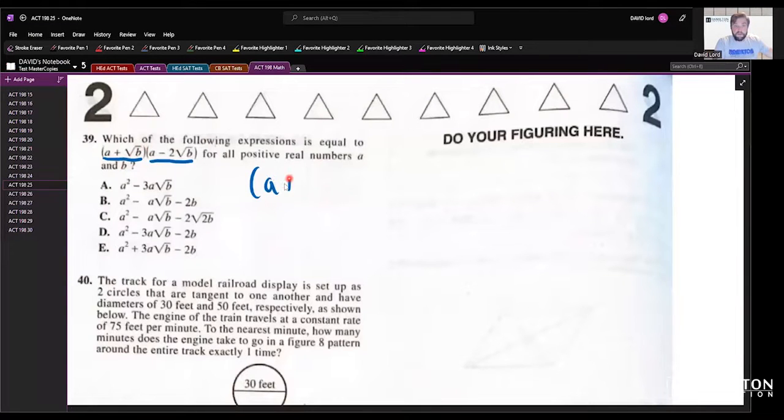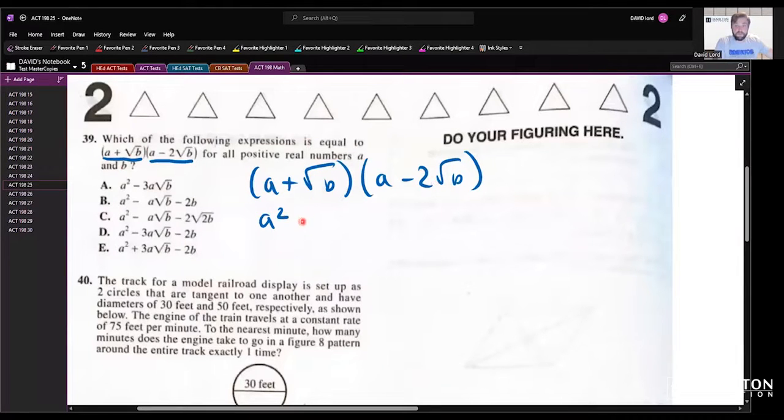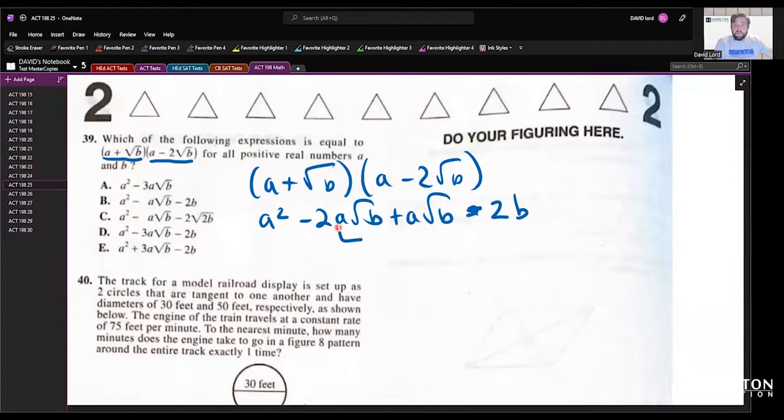So let's write it out a little bit. All right, so we get A times A, which is A squared, A times -2 root B, giving -2A root B, then root B times A, which will be plus A root B, and then root B times -2 root B, which will give us -2B. And these two are like terms, so we can simplify that down into just A squared minus A root B minus 2B. Looking at the answer choices, we have answer choice B right here.